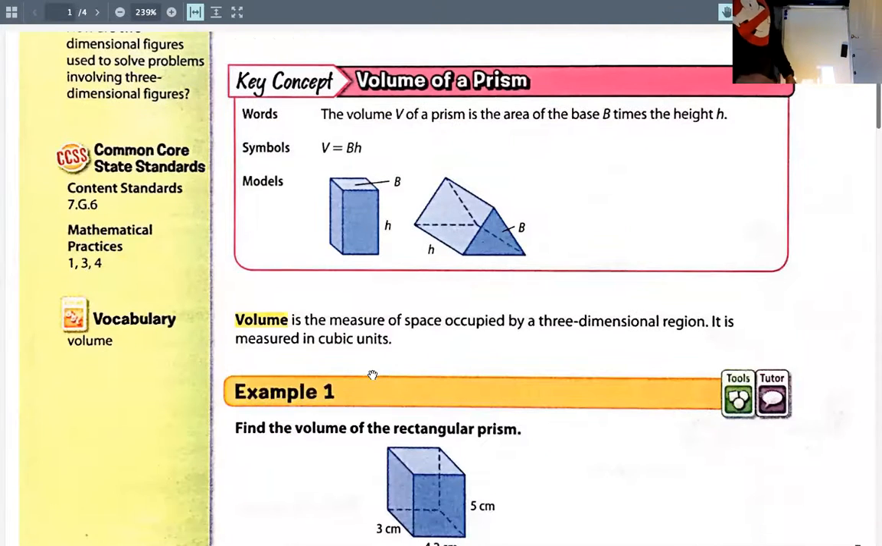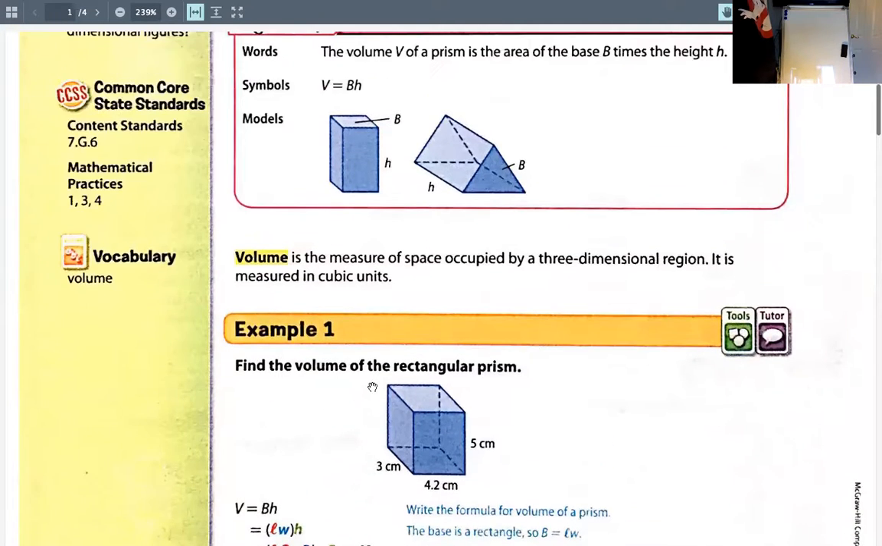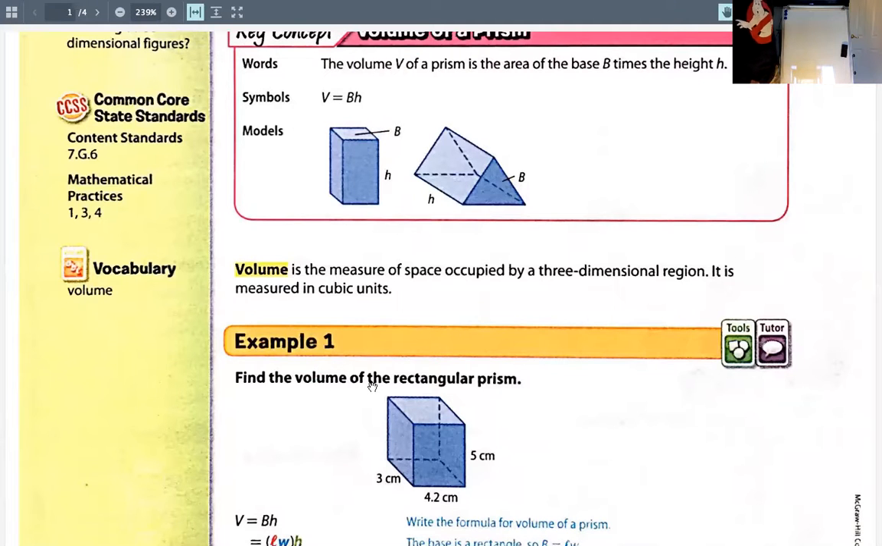Okay, so the volume is the measure of space occupied by a 3-dimensional region. It is measured in cubic units, feet cubed. Okay, so this one, go ahead and calculate the volume of that one, please. Go.